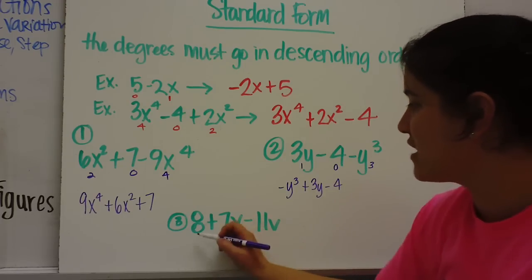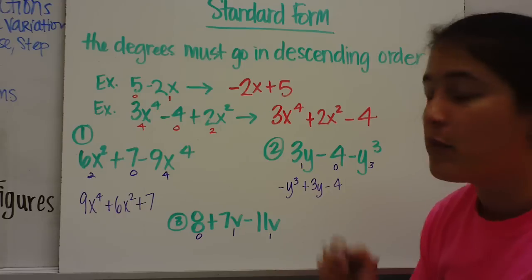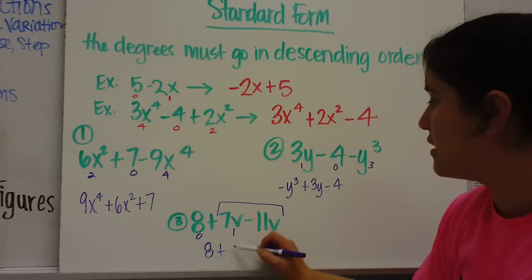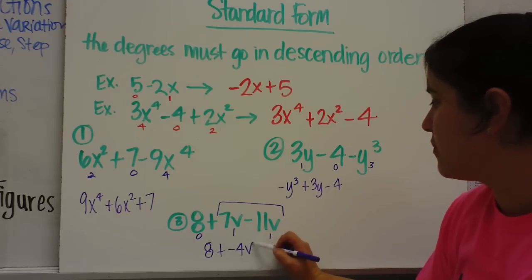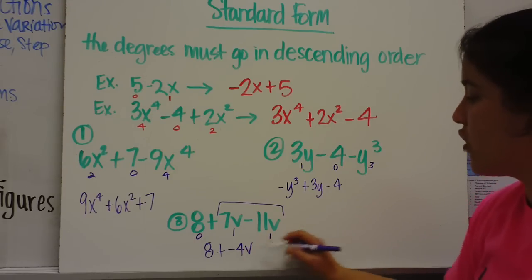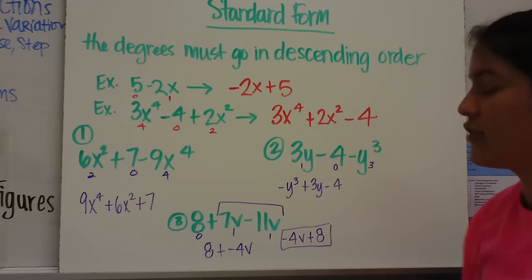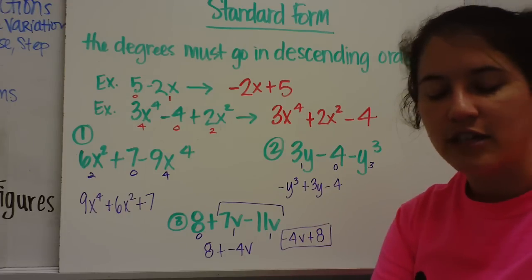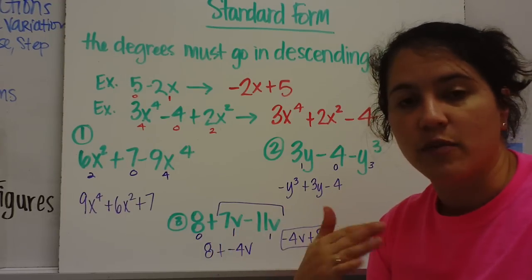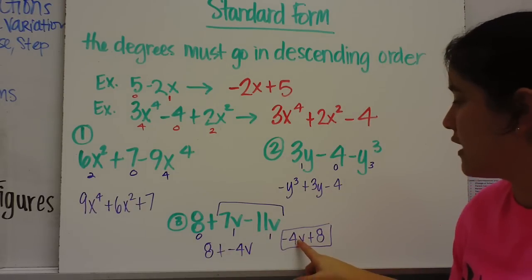And then this last one has a degree of 0, a degree of 1, and a degree of 1. Before we do anything, we need to combine these, and we get 8 plus negative 4v. We want to put the highest degree first, so it's negative 4v plus 8. That would be in standard form. And whenever we were doing linear equations, you noticed that we always did mx plus b for slope-intercept form, and that's because you put the highest degree first, so it would look like this.